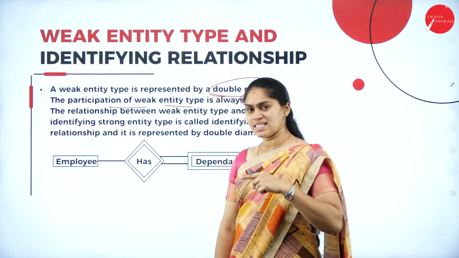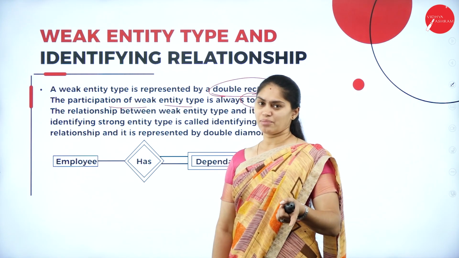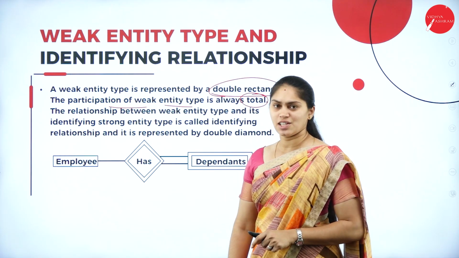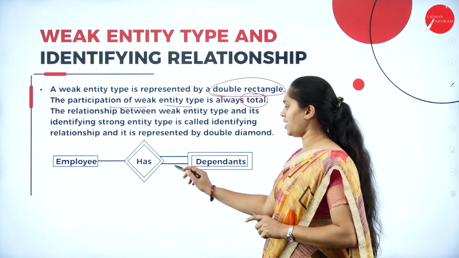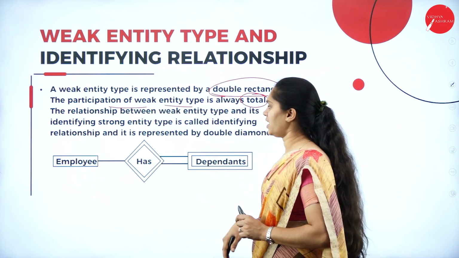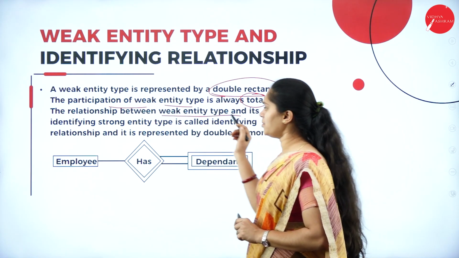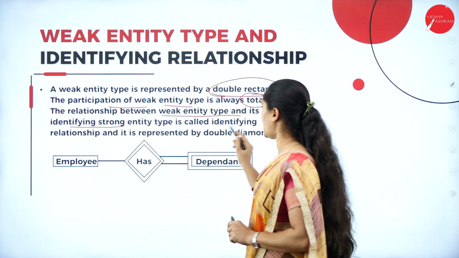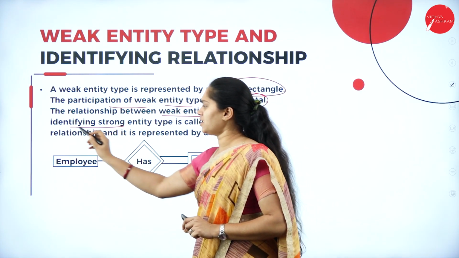Why? Because it gets its identification with the help of another entity, so that participation has to be total. That is what we are representing with two parallel lines here. The relationship between the weak entity type and its identifying strong entity type is called the identifying relationship.